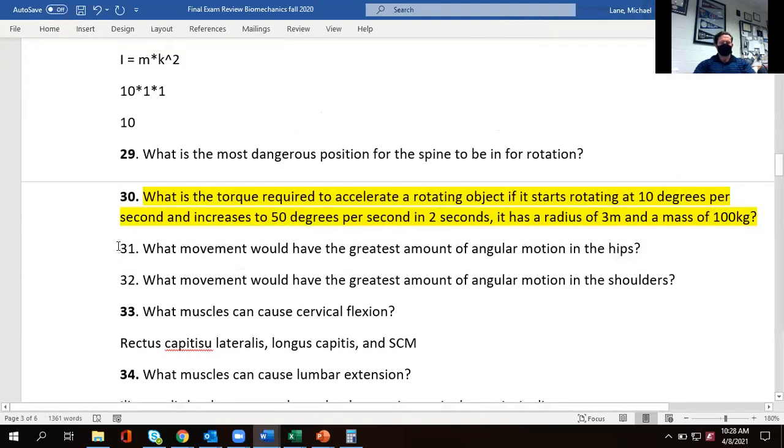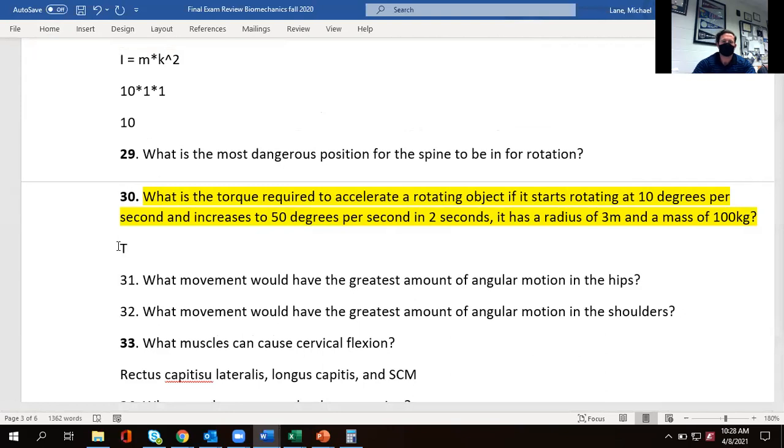What is the torque required? So we know we need torque. Notice here, guys, to accelerate a rotating object, if it starts rotating at 10 degrees per second and increases to 50 degrees per second in 2 seconds, radius 3 meters and mass of 100 kilograms.